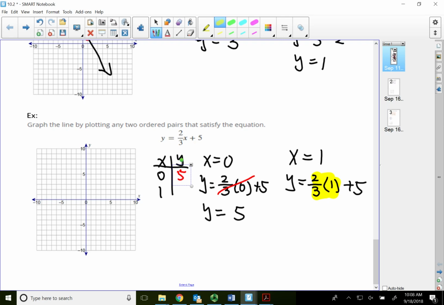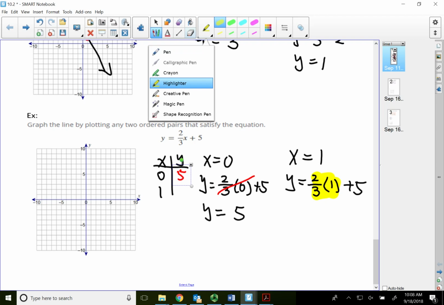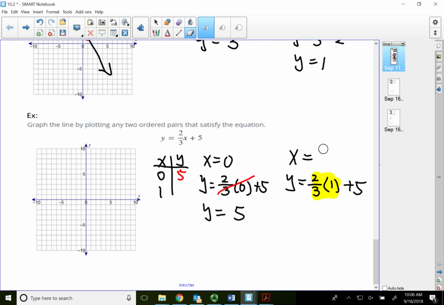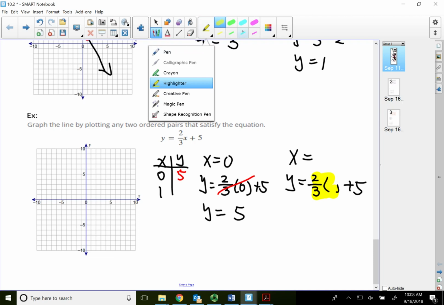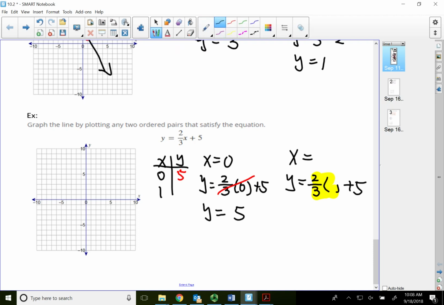So what can I do here? What number can I pick for x that can actually make this fraction go away? In Module 9, I showed you how to clear the fraction, and we can use that concept here. What if I picked x equal to 3? Why do I want to pick x equal to 3? Because the LCD between all the terms is 3.